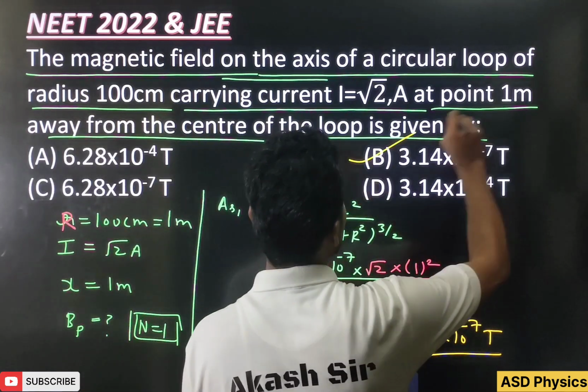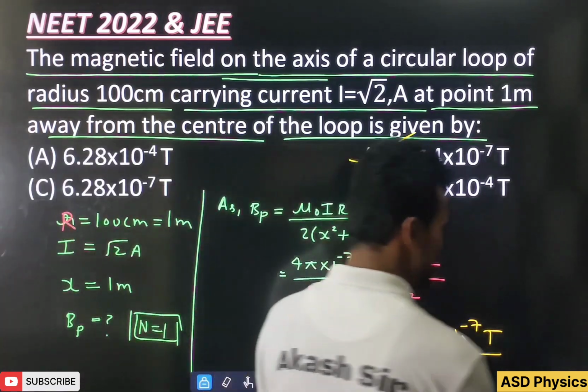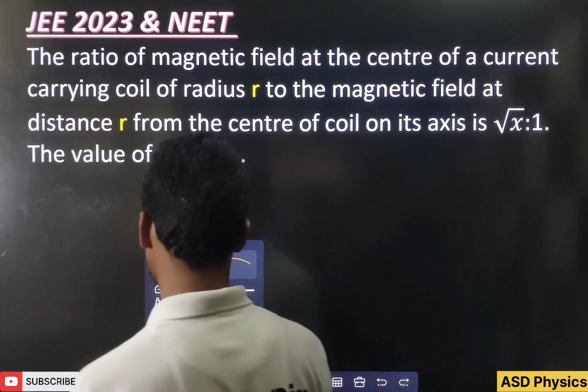So which option is correct here? The correct option is option B, that is the answer. And the radius here is capital R. Great. Now students, let's move to this question.